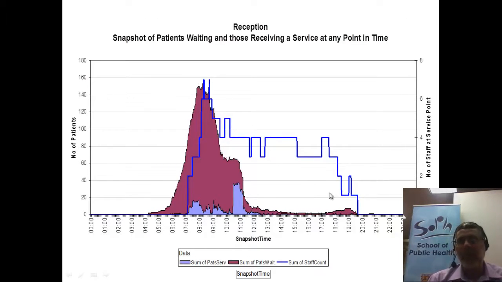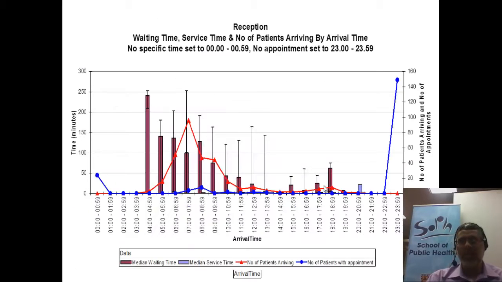Okay, and of course this results in patients waiting quite a bit. So if you look back at the arrival time graph, you can see here, not as bad as those who came in the morning, but the median waiting time starting to rise in the afternoon again, after it came down quite substantially from the morning.